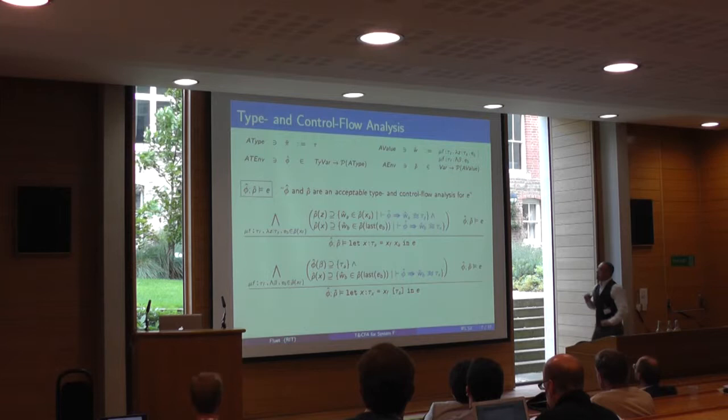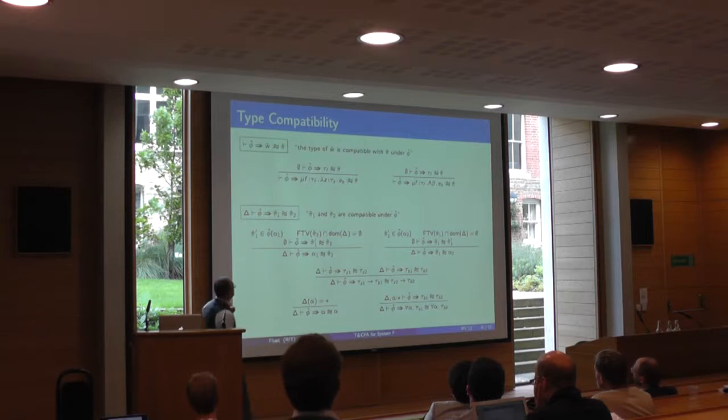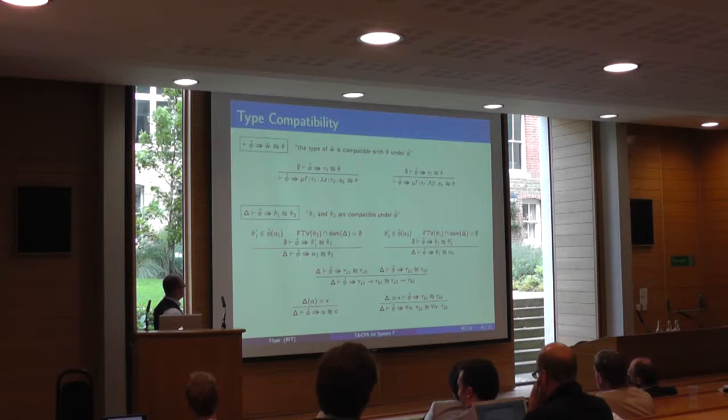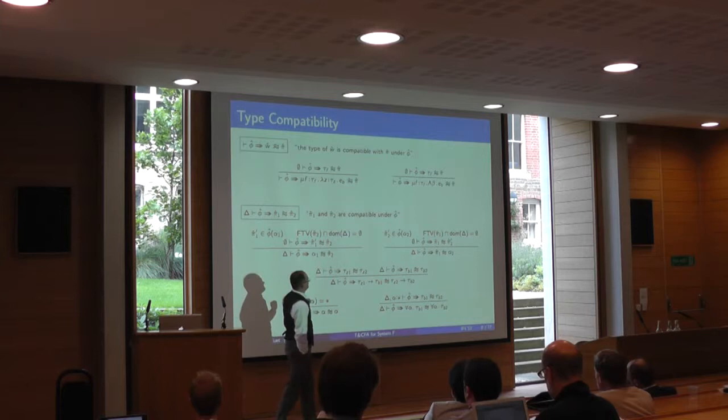So now I have to tell you a little bit about these judgments, but they're pretty straightforward. The first is that the type of an abstract value, w, is compatible with an abstract type under the type flowing environment that has a phi. In this case, I can extract the type of my abstract values trivially because I annotated the recursive function with its own type. So that's very simple. I just pass our work off to the compatibility judgment.